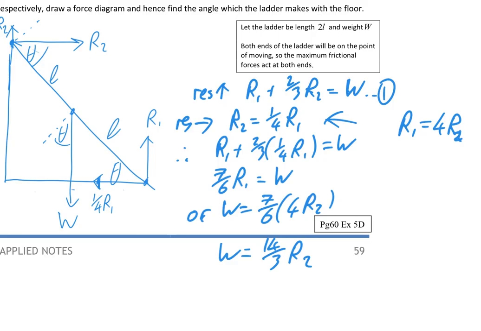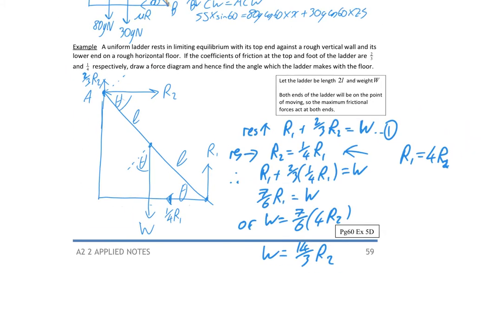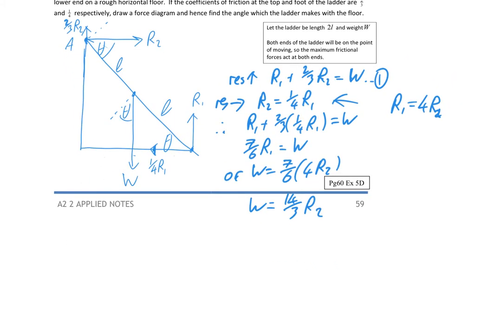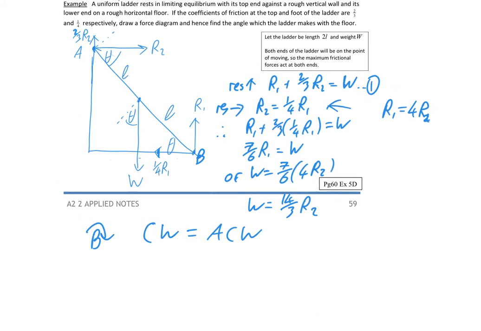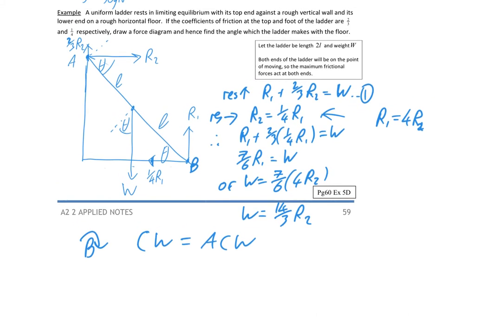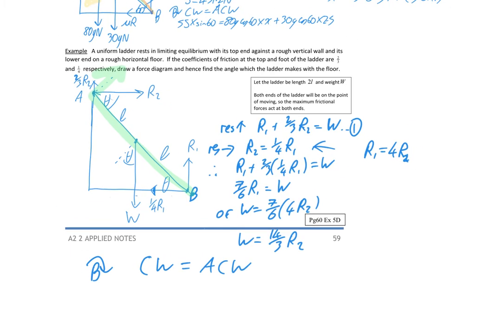And we're going to take moments about the B to do this. So to do this and take moments about the B, here's our point B down here. We're going to just take moments about B, and again clockwise equals anti-clockwise. So clockwise we have got in green, we have got this going this way.